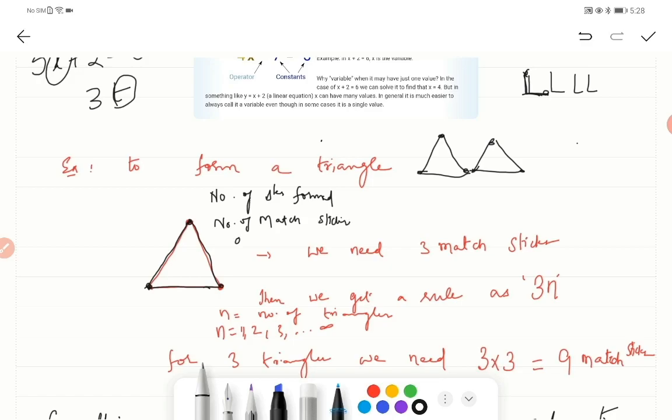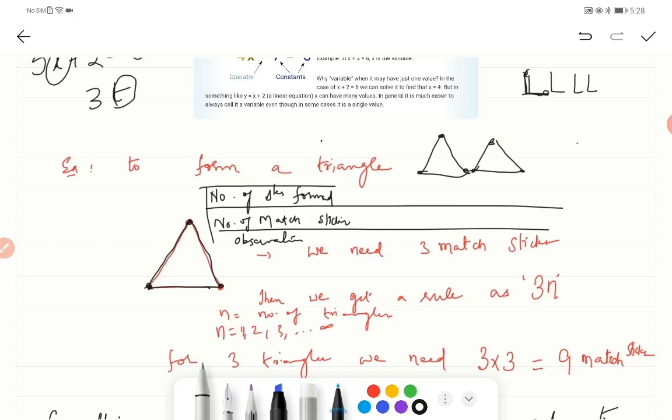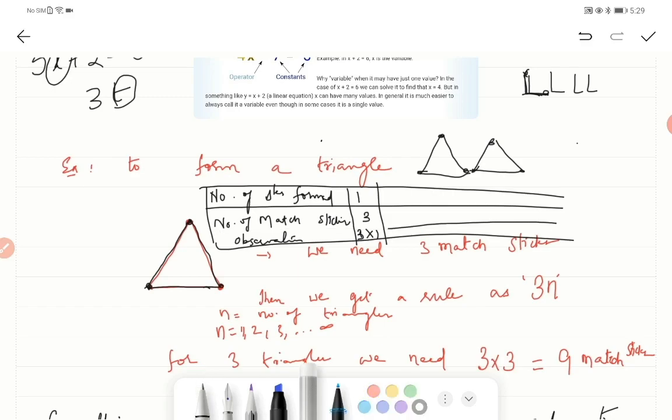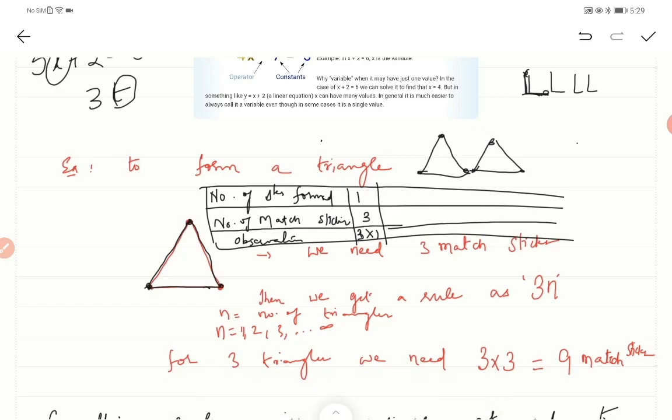And then what observation do you have? You will look at this. For one triangle to be formed, how many matchsticks do we need? For one triangle we need 3 matchsticks, right? So for any one triangle you'll take 3 matchsticks, so 3 into 1. Let me draw this properly.